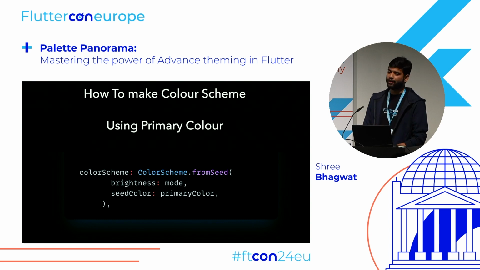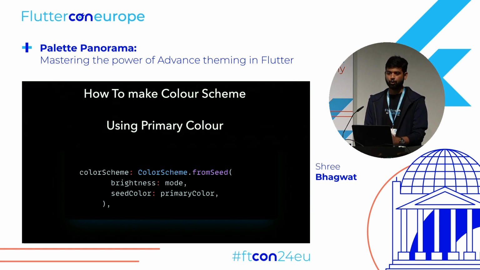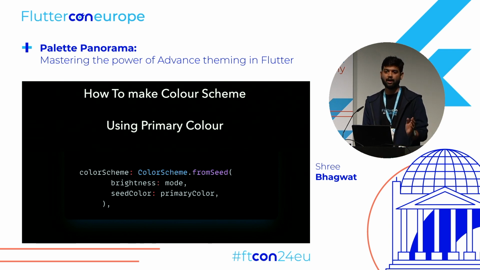I have given mode here, but it means do you want the brightness mode to be light or dark? According to that, the themes will be created. And the seed color here is the primary color. It can be red, blue, green, yellow, whatever you want. And on that, the entire hues and entire shades will be created.